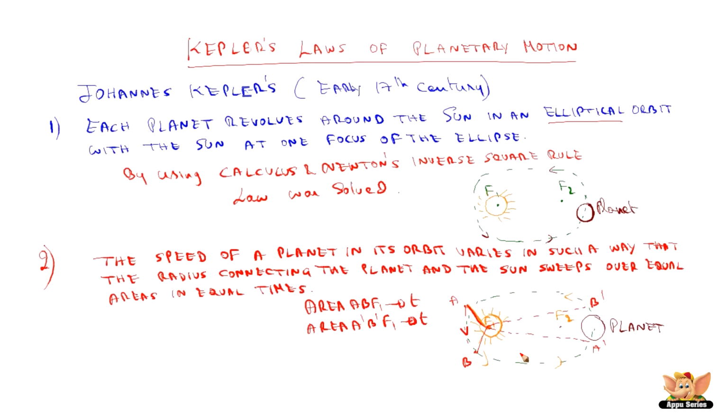And it was also solved by using the principle of conservation of angular momentum. Since the motion is angular motion, we will have angular momentum. So by using the law of conservation of angular momentum, it was proved. This particular law has been solved by the scientists later. So what is the third law?